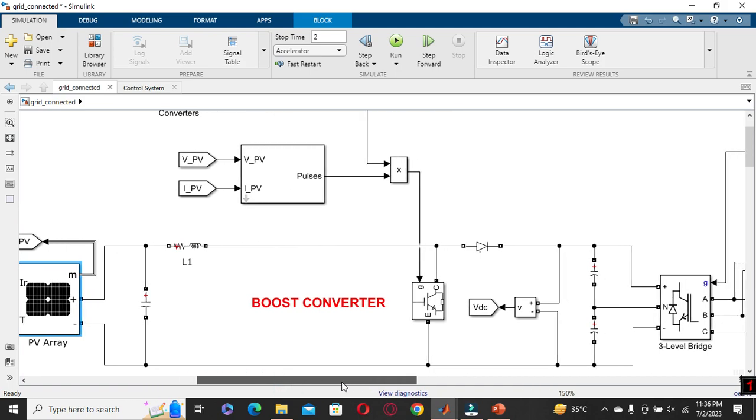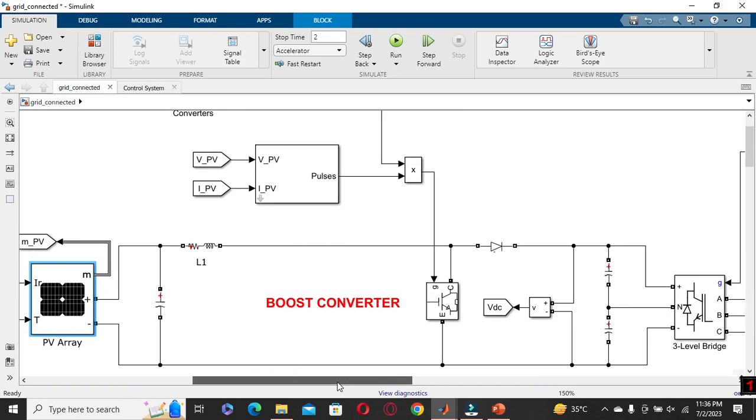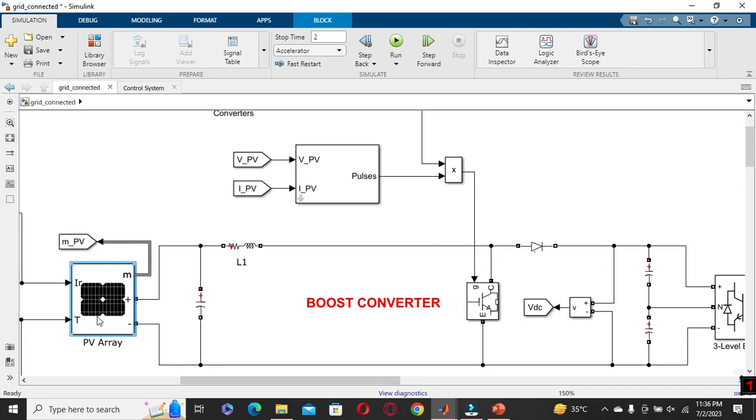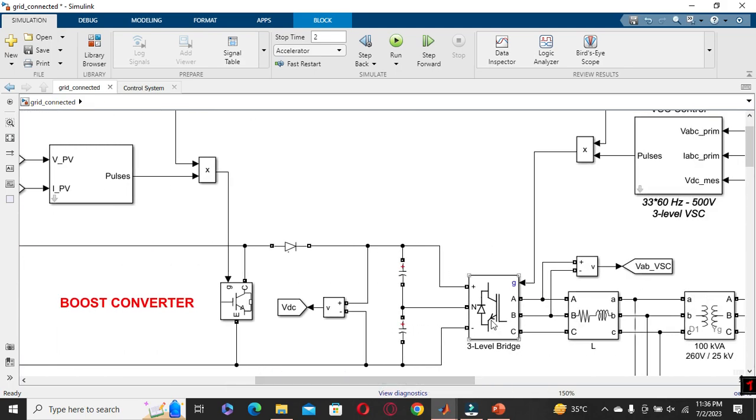Here is our boost converter. You really know it well. It is a basic part of power electronics. So I think it is not needed to explain the boost converter here. So what is the purpose of using the boost converter here, right? Our solar panel will produce power, right? So our main aim is to give the specified voltage to our DC to AC converter, right?